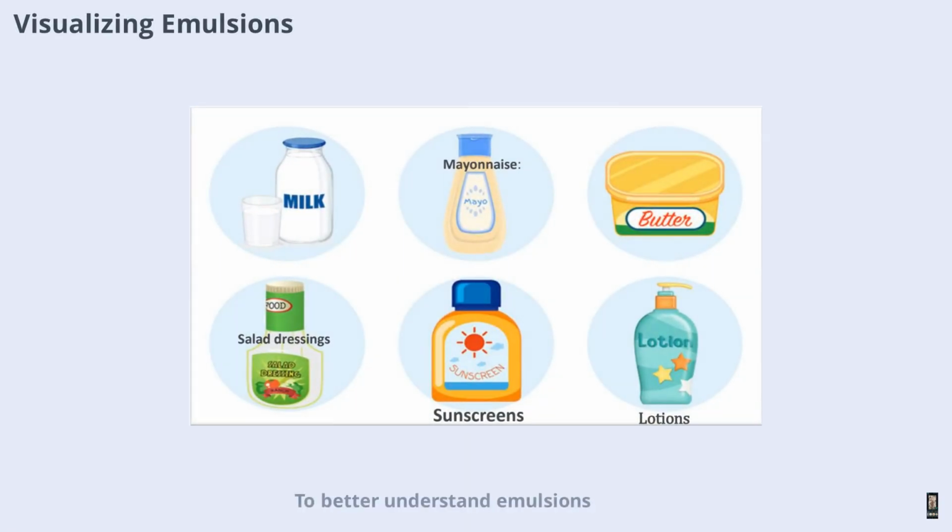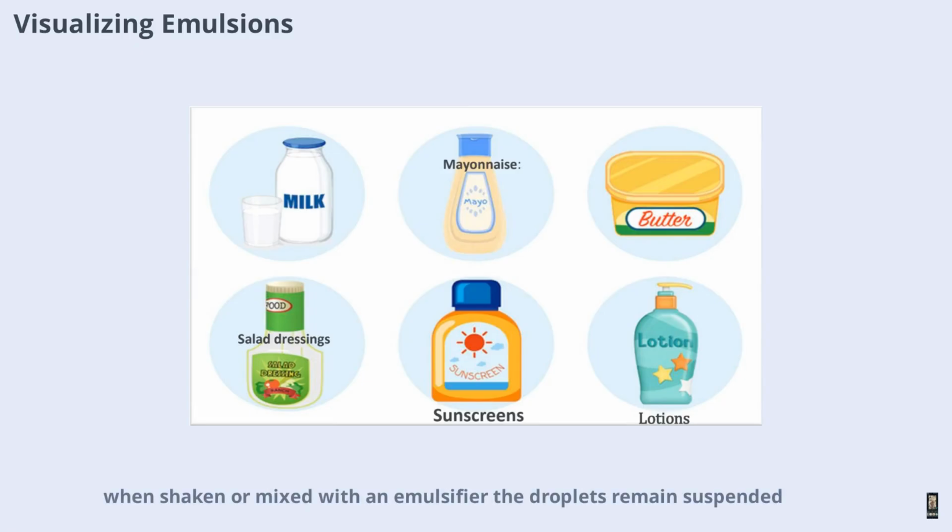To better understand emulsions, imagine a glass of milk or a bottle of salad dressing. If left undisturbed, the liquids may separate into layers. However, when shaken or mixed with an emulsifier, the droplets remain suspended, forming a stable emulsion. This visual difference is key to identifying emulsions in everyday products.